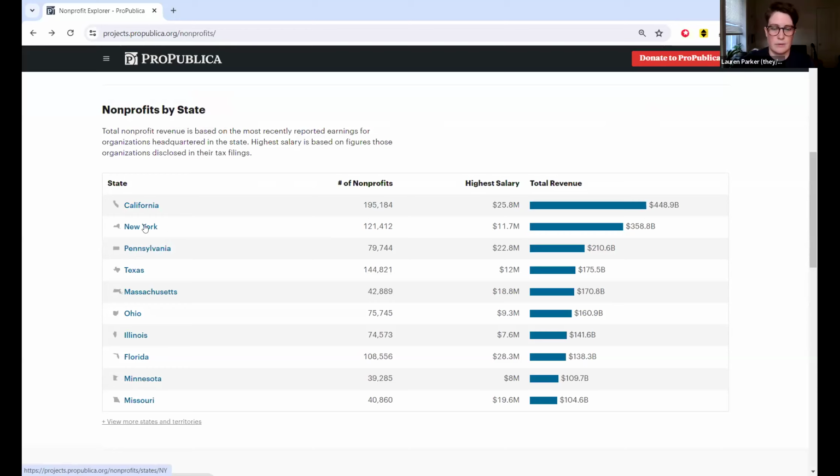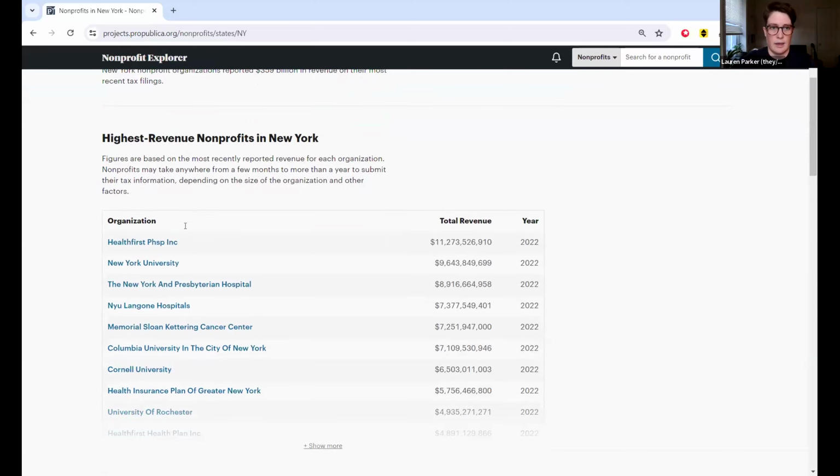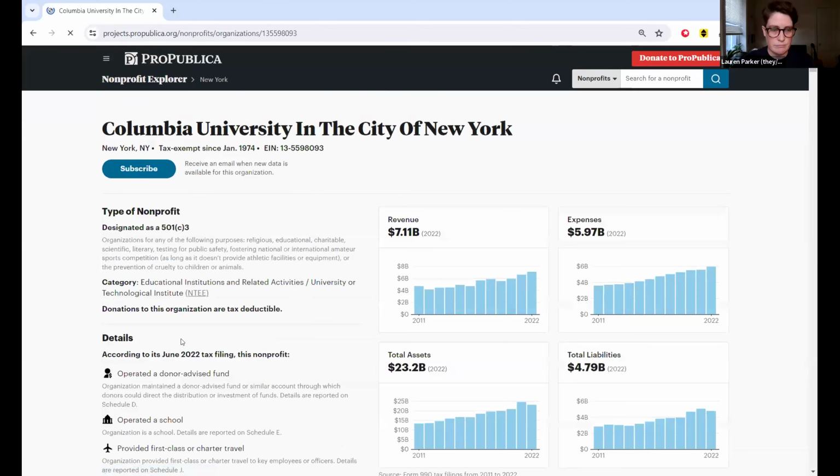So let's do that for New York. Here we see in New York, which is common to a lot of other states, that the big nonprofits are health systems and universities. We see New York University, we see Cornell on there, and then here's Columbia. So let's click on Columbia.